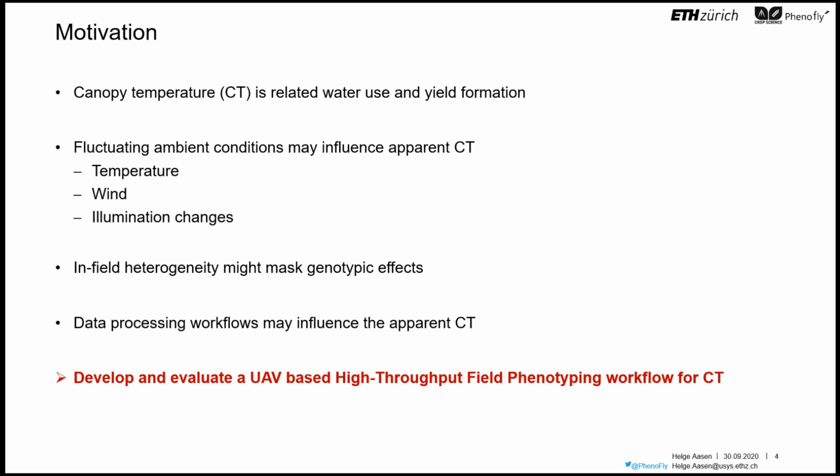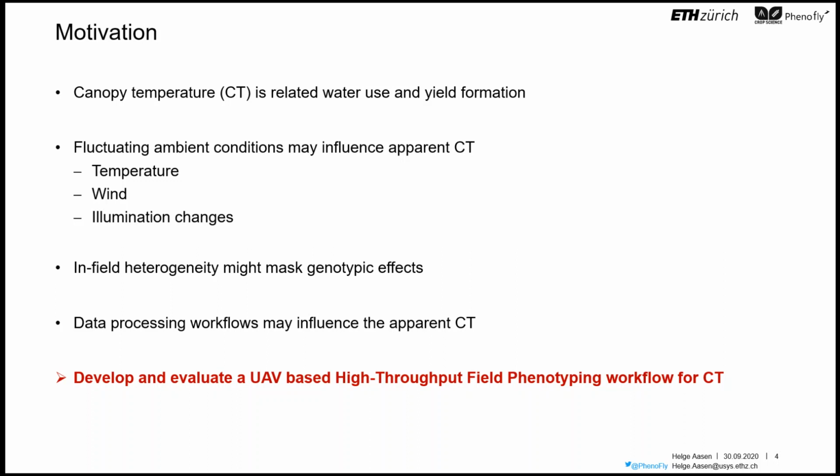So why is canopy temperature important? Well, it's related to water use and yield formation in crops. It would be very handy to have a high-throughput field phenotyping method to screen genotypes for these parameters. However, canopy temperature is also influenced by fluctuating ambient conditions, namely temperature, wind, but also illumination conditions. So we need to take care of this if we want a reliable sensing procedure.